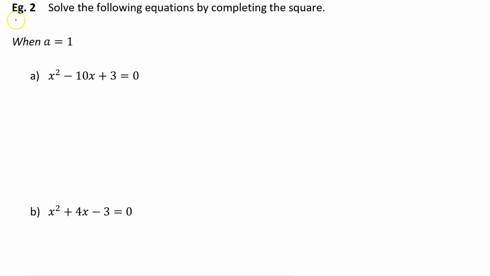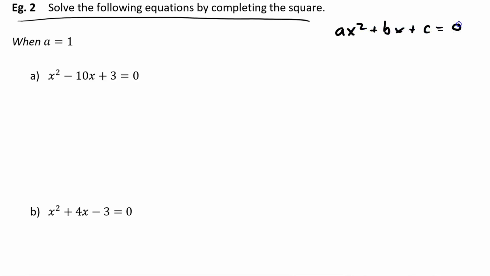Example number 2. Solve the following equations by completing the square. Now in my first video, I just dealt with equations that had b as 0. Let me just jog your memory. ax squared plus bx plus c equals 0 is a quadratic equation, but above, we only saw equations where there is no x term. So what we need to do is use our sweet completing the square skills to be able to do this.